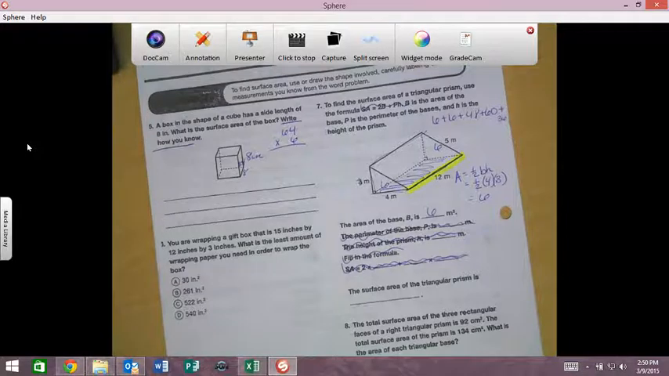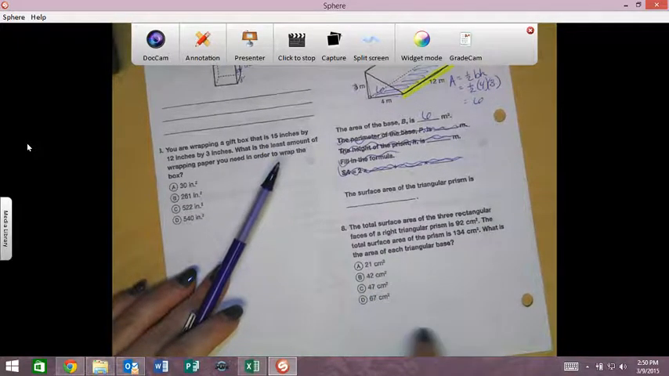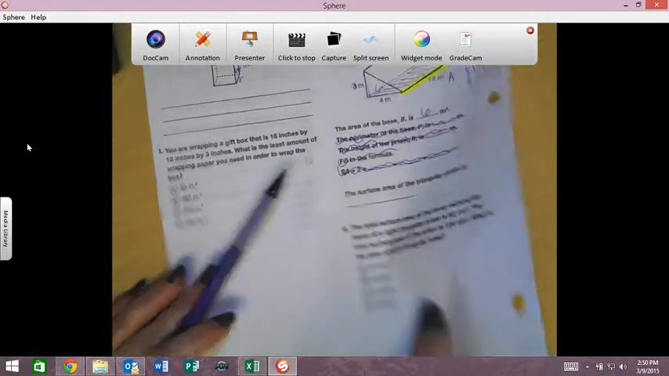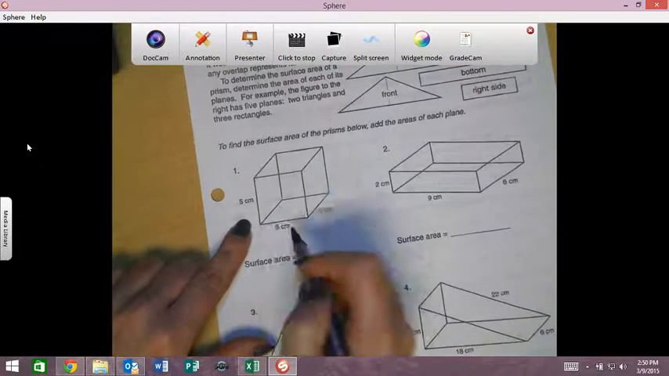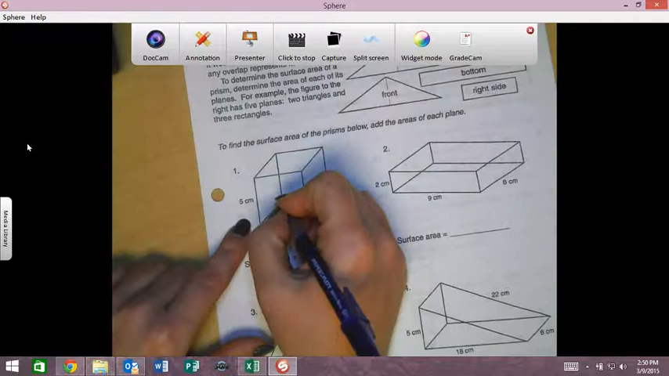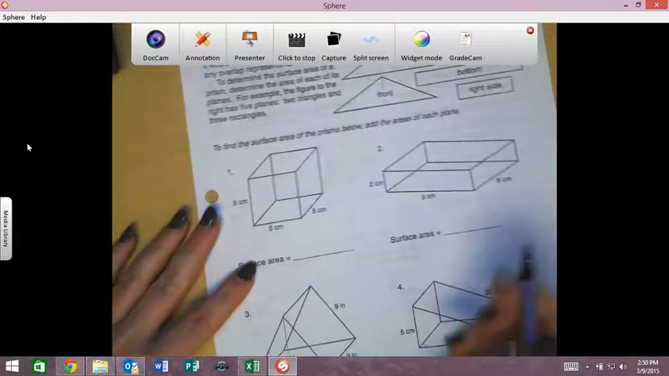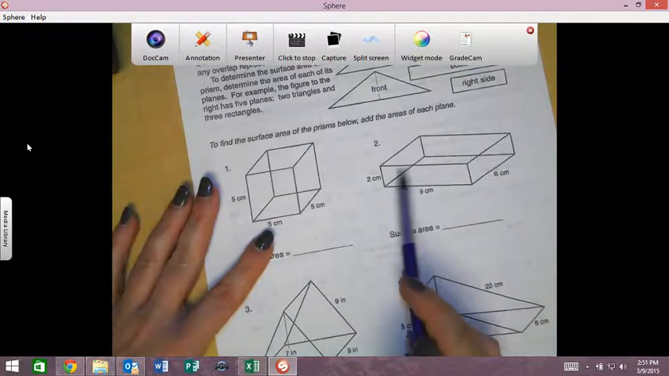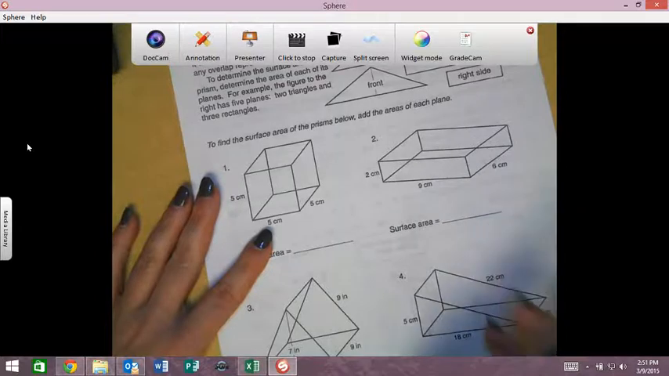Let's see here. So this one's going to be a little tricky, but you guys can handle it. Make sure if you draw your picture, it's going to help you a lot. On this one, do the same thing that we did before. This is a cube, so if one of our sides is 25, we have 6 of those, so just 25 times 6 is your answer. On this one, find the area of each rectangle and add them together.